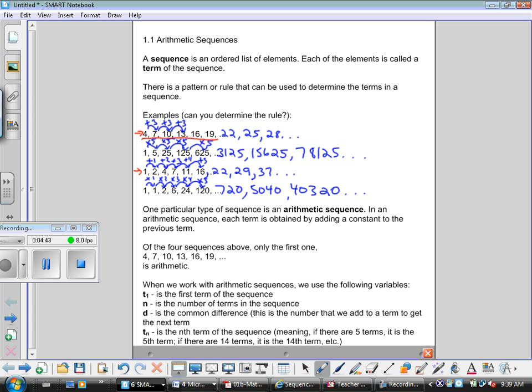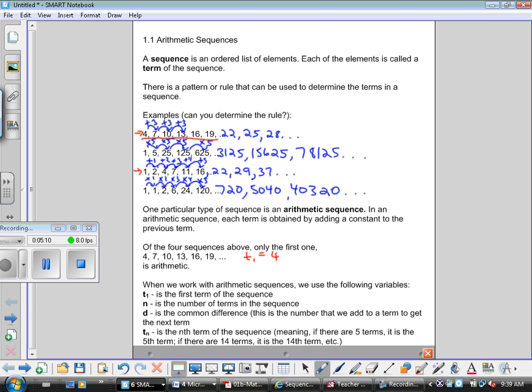Now there are certain things, not very many things, that we use to describe a particular sequence. We use the following variables. We use t sub 1 to describe the first term. And so in this case, that would be 4. N would be the number of terms in the sequence, or the number for a particular term. I'll get back to that in a second.